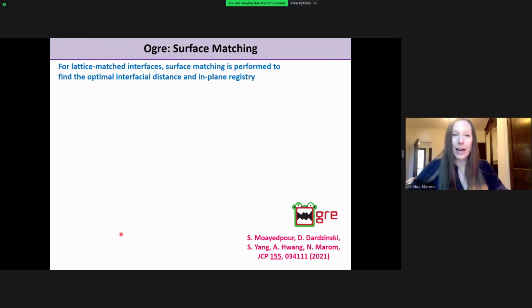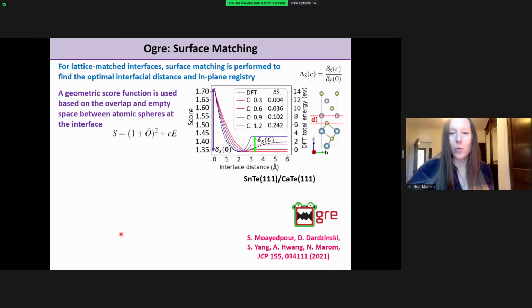So what we do next is what we call surface matching. So even if you have a domain matched, lattice matched interface, there's still the question of the interfacial distance in the z direction between the substrate and film, and also the in-plane registry between the substrate and film that need to be optimized. And it's better if you can do that with some low-cost computational method. So to this end, we developed a geometric score function that is based on the overlap and empty space between atomic spheres at the interface.